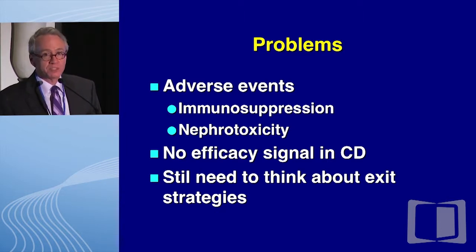So in terms of thinking about cyclosporin or tacrolimus as salvage therapies for medically refractory IBD, there are problems. There are adverse events as a result of immunosuppression and nephrotoxicity. Levels need to be followed closely. Again, this is something that is going to require intensive monitoring. There's really no significant efficacy signal for either of our calcineurin inhibitors in Crohn's disease. And because of long-term effects, we still need to think about an exit strategy here. I think the long-term side effects of these therapies are going to be prohibitive.